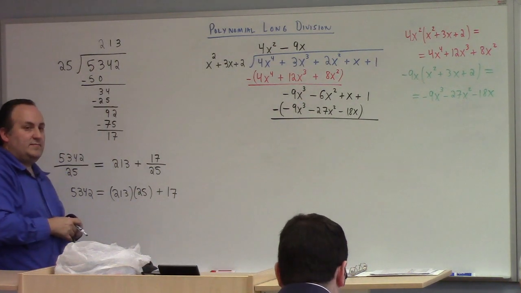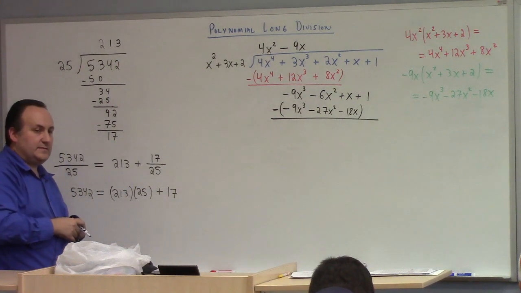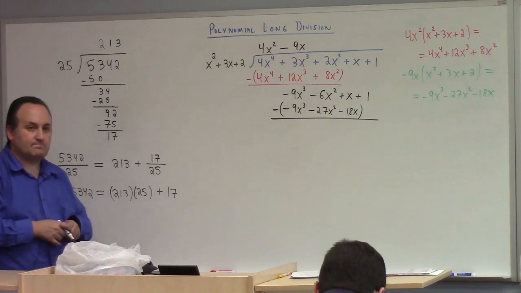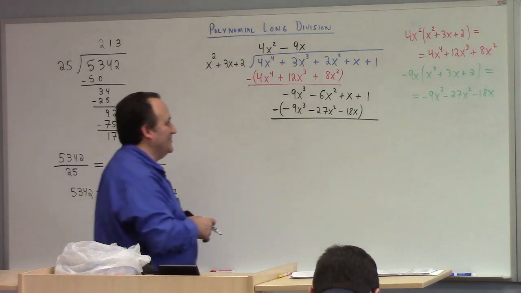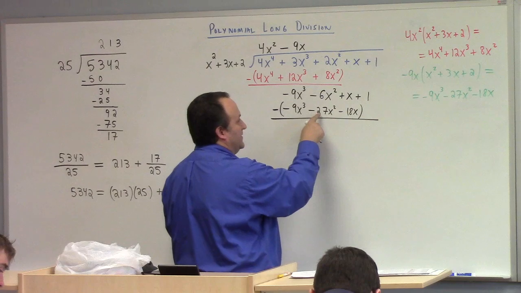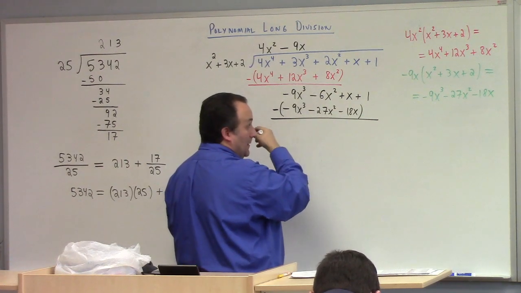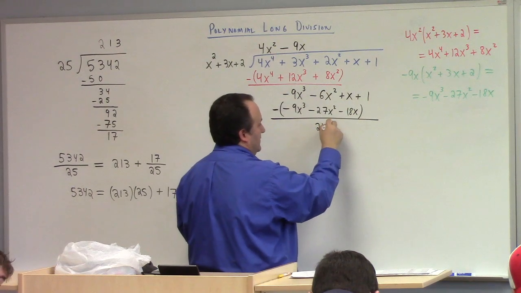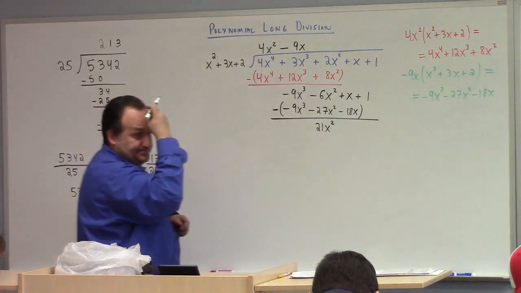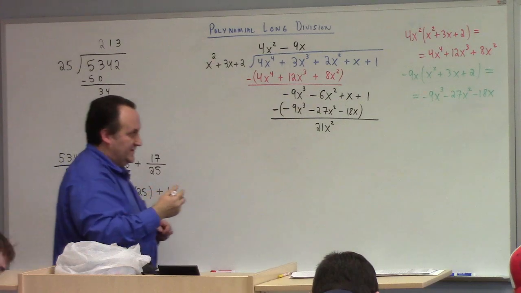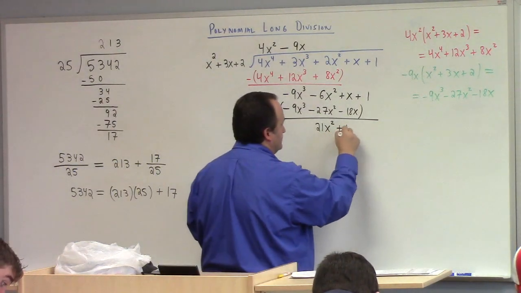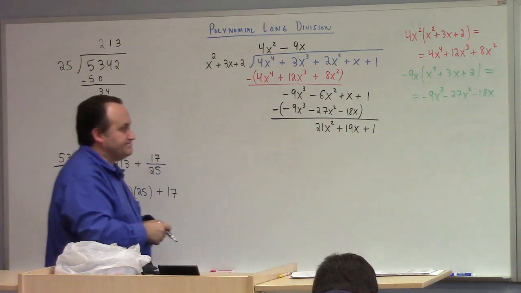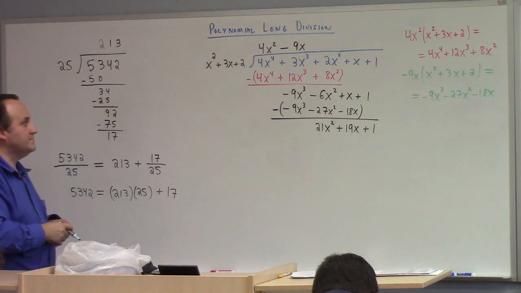So the minus 9 minus a minus 9 gives me 0. That's the whole idea. What is minus 6 minus a minus 27? Negative 33x squared. But it's minus a minus, Michael, so it's... Oh. Minus minus is addition. So we got 21x squared, plus 19x, plus 1.